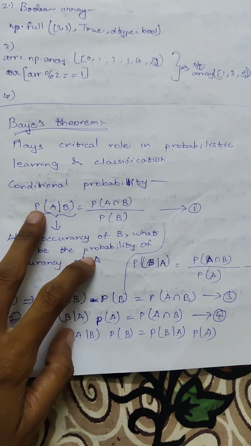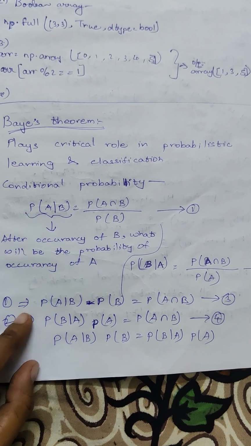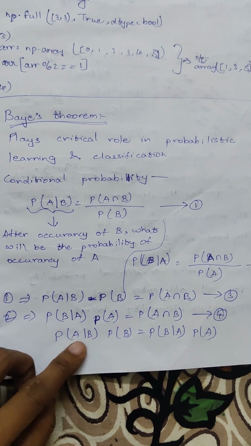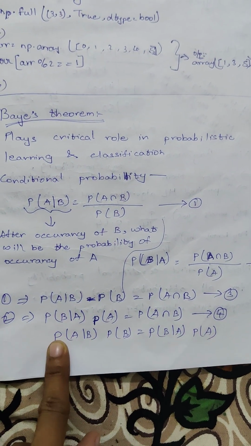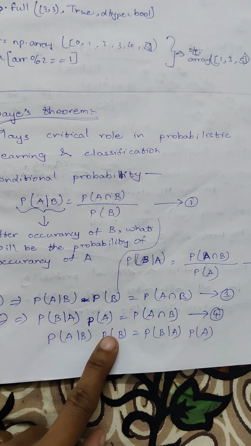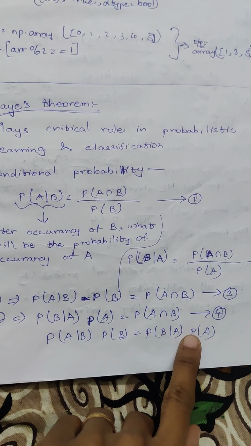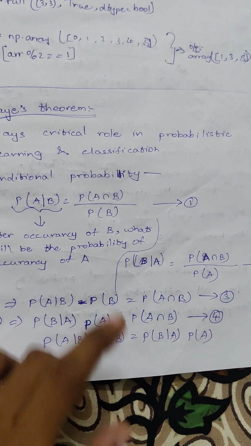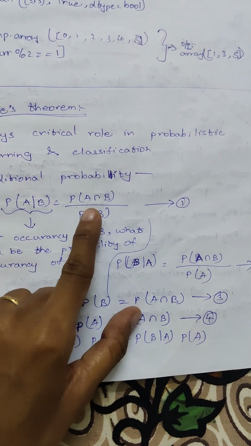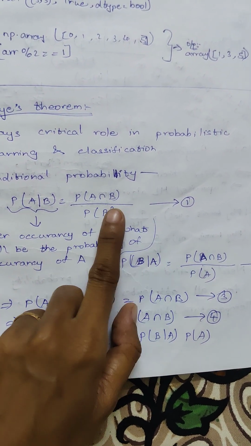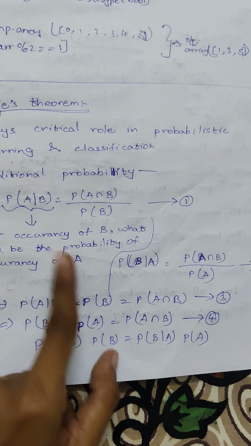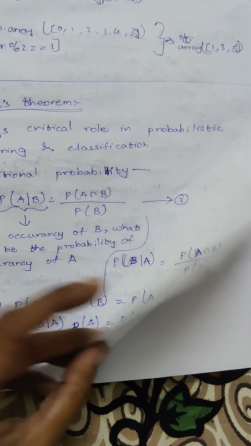Then we can simplify it and get the final equation: P of A given B into P of B is equal to P of B given A into P of A. In these two expressions, P of A intersection B is common, so we can cancel it and cross multiply.